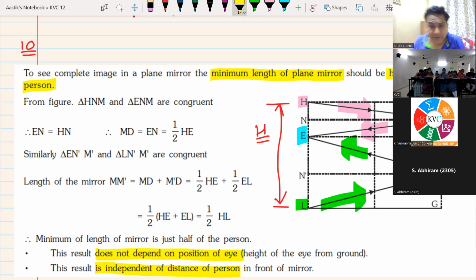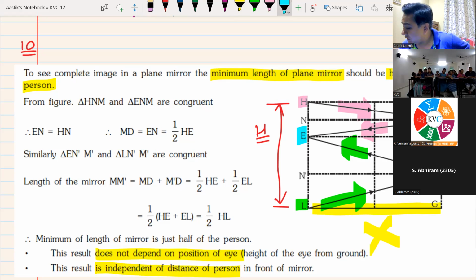So you might feel, sir, if I go closer, I become smaller, and if I go farther, I would be able to see myself in the mirror. No, dear. It does not depend on the distance. That means if I call this the distance, it does not depend on this distance. Whatever your distance, it does not depend on it. It also does not depend on this blue thing.